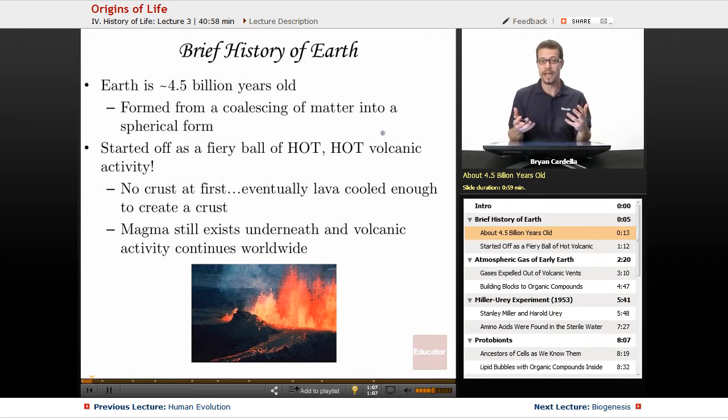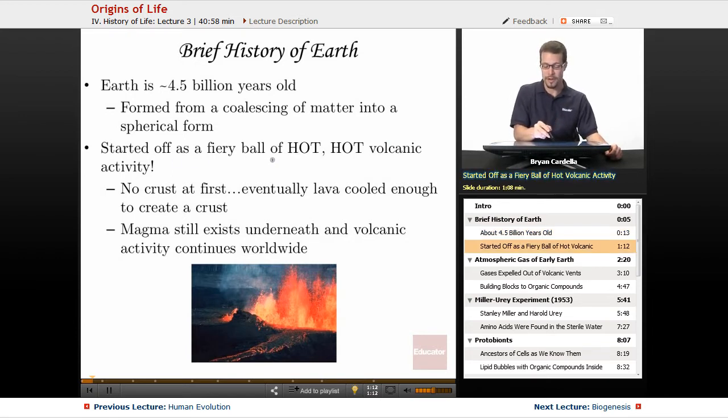It wasn't this blue planet with lush green life. No, it started off as a fiery ball of hot volcanic activity. In its early stages, as far as we know, just all kinds of magma coming up through the surface, very hot and full of volcanic activity. Now, volcanic activity still exists today. I don't want you to think that it completely ended. There's always volcanic activity happening in various places on Earth. We just don't hear about it all the time. But if you look into it, there's still quite a lot of volcanic activity.